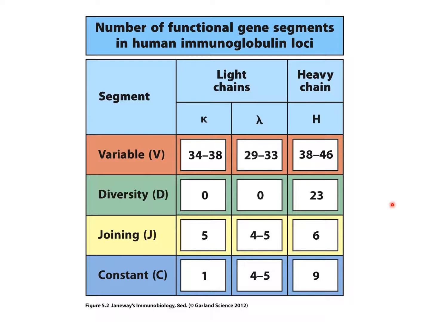So that means that there's 38 to 46 V's to choose from. Choose one from that column. 23 to choose from in the D column. Anywhere from 4 to 6 in the J columns to choose one from. And then the constant. 1, 4 to 5, maybe 9 to choose from, depending upon whether you're talking kappa, lambda, or heavy chain.